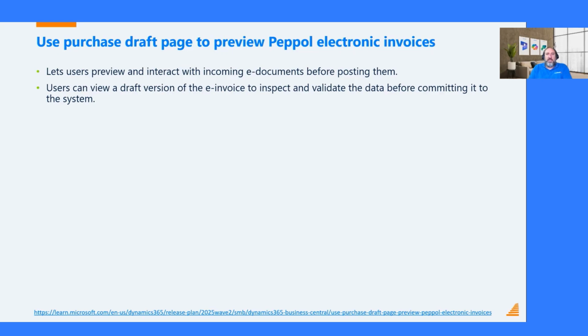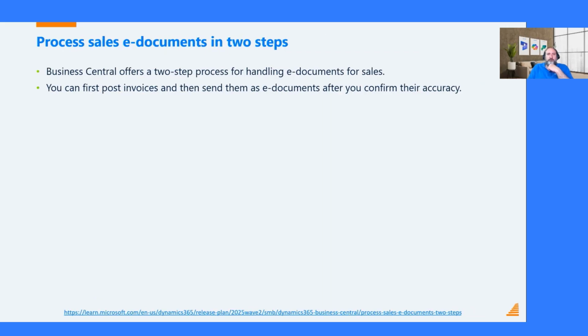Use the purchase draft page to preview PEPL electronic invoices. So when you receive an e-document, you can actually preview that document on the purchase draft page, and on there you can actually inspect and validate the data before actually committing it into the system. So that purchase preview page that was actually created for the purchase agent, you can now use on your electronic documents as well when they are received in PEPL format.